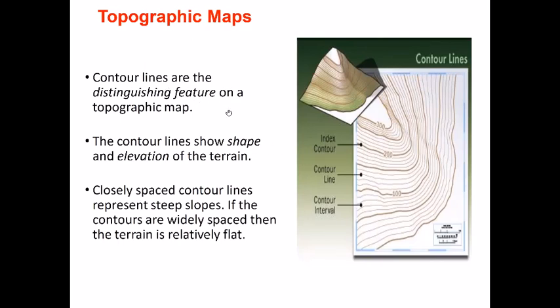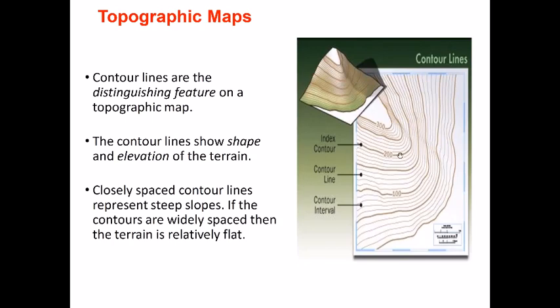Contour lines are the distinguishing feature on a topographic map, and the contour lines show shape and elevation of the terrain. Closely spaced contour lines represent steep slopes. If the contours are widely spaced, then the terrain is relatively flat. As you can see over here, if you want to represent this part of a hill on a contour map, the slope along this line is changing very quickly. That's why the contours along this line are very close. And on the other sides, the slope is milder, so the space between the contours is more. So this is how a contour is actually built.